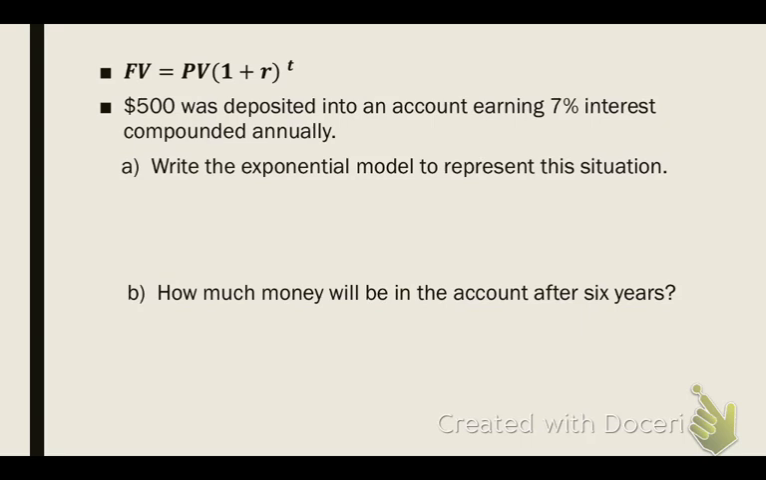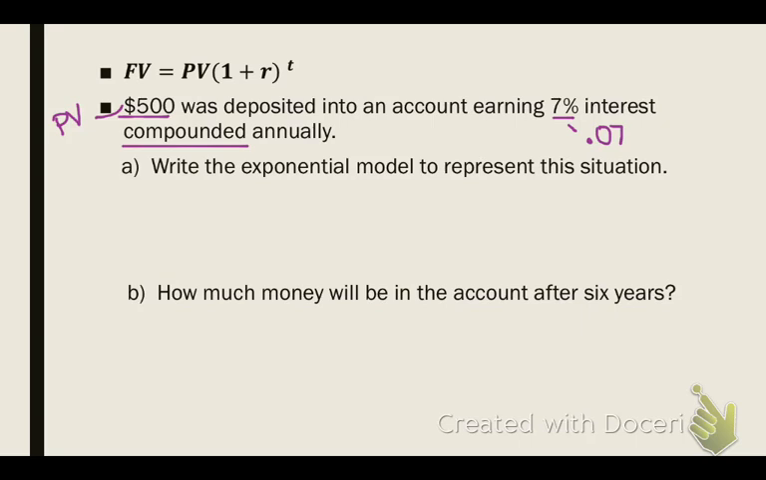Now the last kind of problem that I want you to be aware of is one like this. It says $500 was deposited into an account earning 7% interest compounded annually. Well, we know that our present value, what we have right now, is $500. We know that our interest rate is going to be 7%, which is expressed as 0.07. And we know that we're using our compound annually formula, which I have listed there.